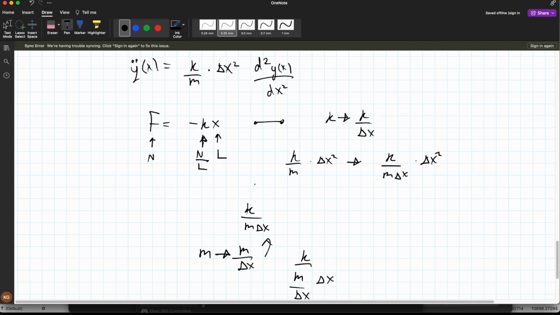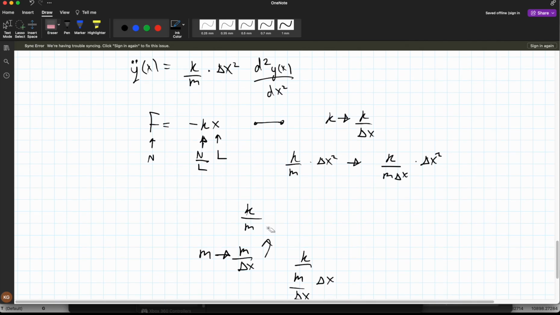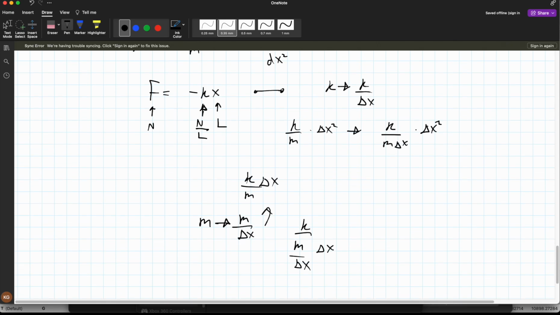And, oh, whoops, I put this delta x in the denominator. That's not right. This should be delta x. And then I have this one. Sorry, that's a little backwards. This is backwards. Maybe I'll do a little cut here.